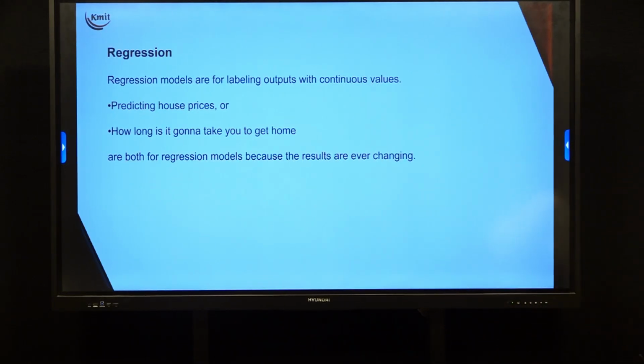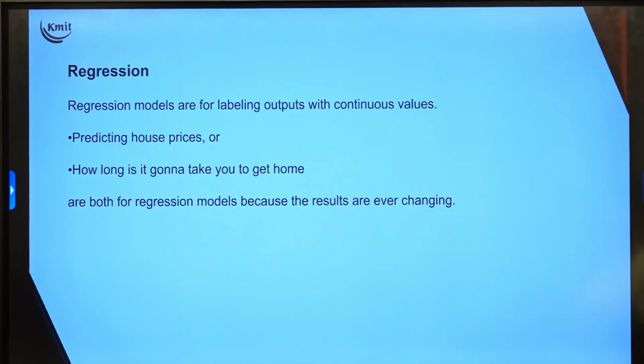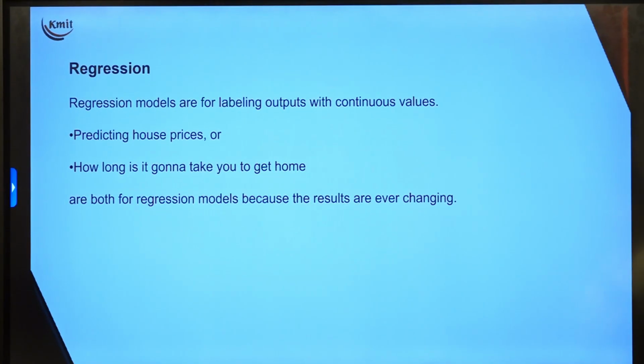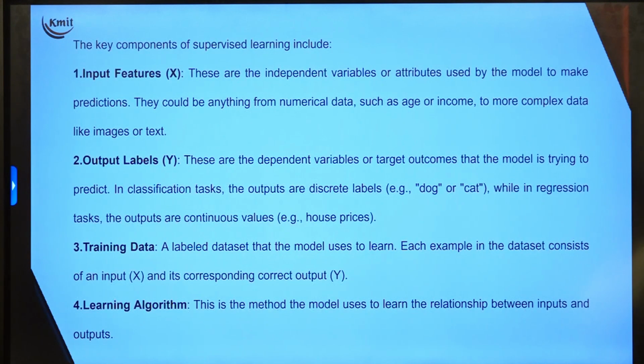Okay, now when we talk about regression, it is all about dealing with continuous values, predicting prices, how long does it take for you to reach home. So 2 hours, 3 hours, 4 hours, it depends upon the time that you give. So when we have values that are continuously changing, we go for a regression model.